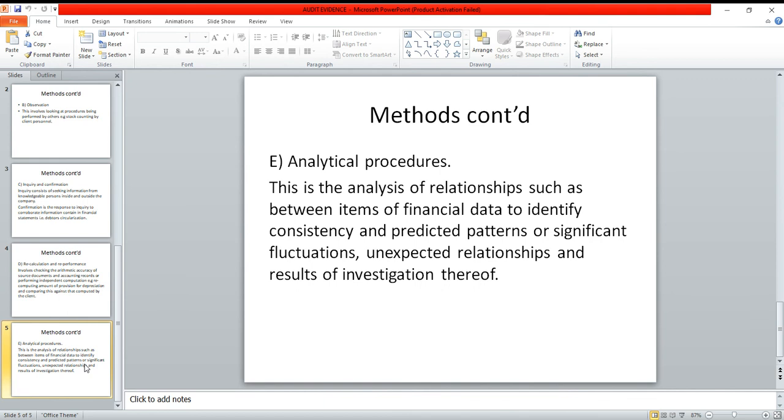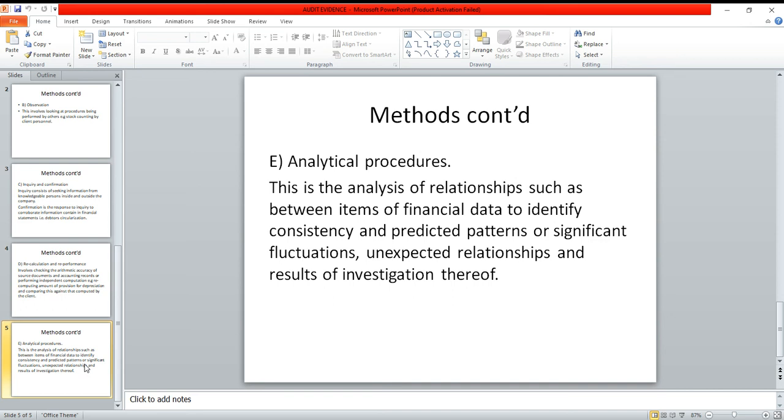And lastly, we have the analytical procedures. This method is the analysis of relationships, such as between items of financial data, to identify consistency and predicted patterns or significant fluctuations, unexpected relationships, and the results of the investigation thereof.